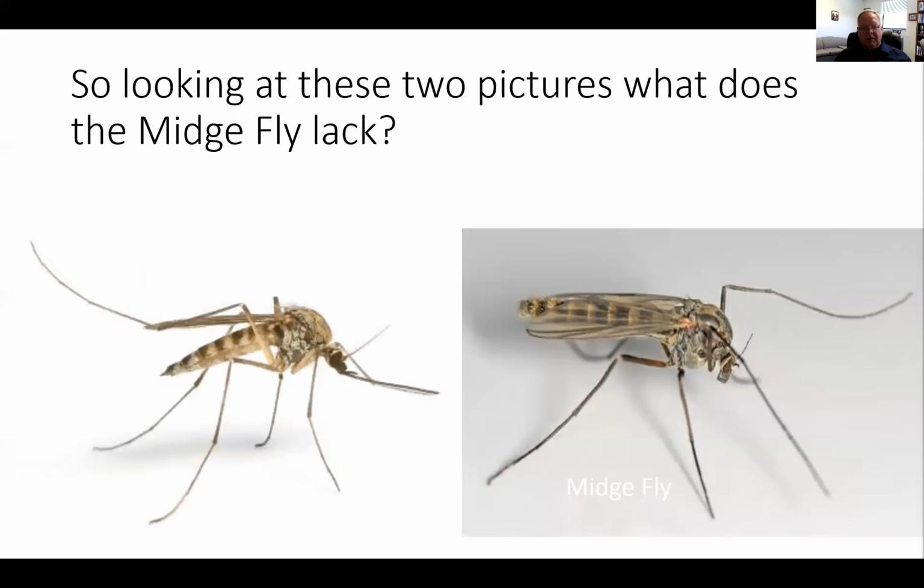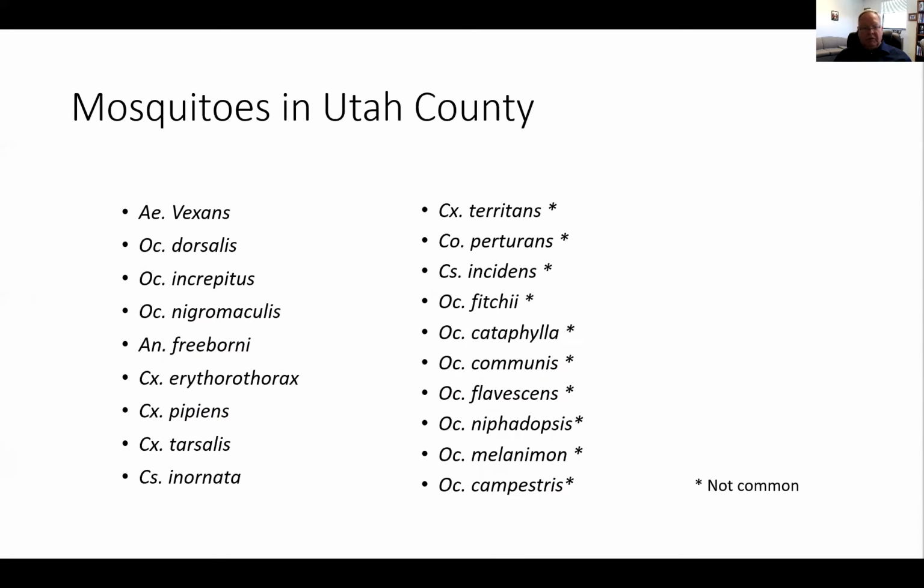So looking at these two pictures, which one is the midge fly? What does the midge fly lack? And I think we've already discussed that. That is the proboscis. Okay. These are the mosquitoes that we find in Utah County. The ones that have an asterisk are not common. The ones that we deal with are the ones that don't have an asterisk.